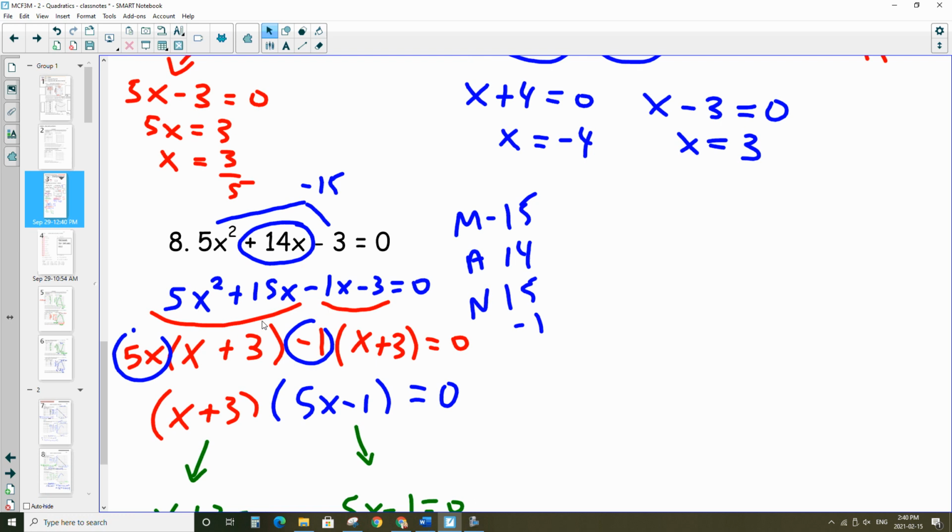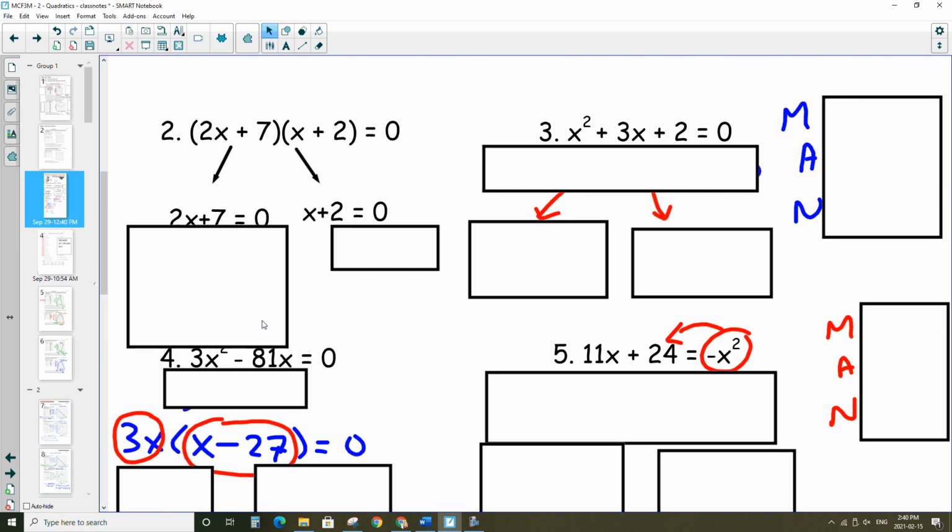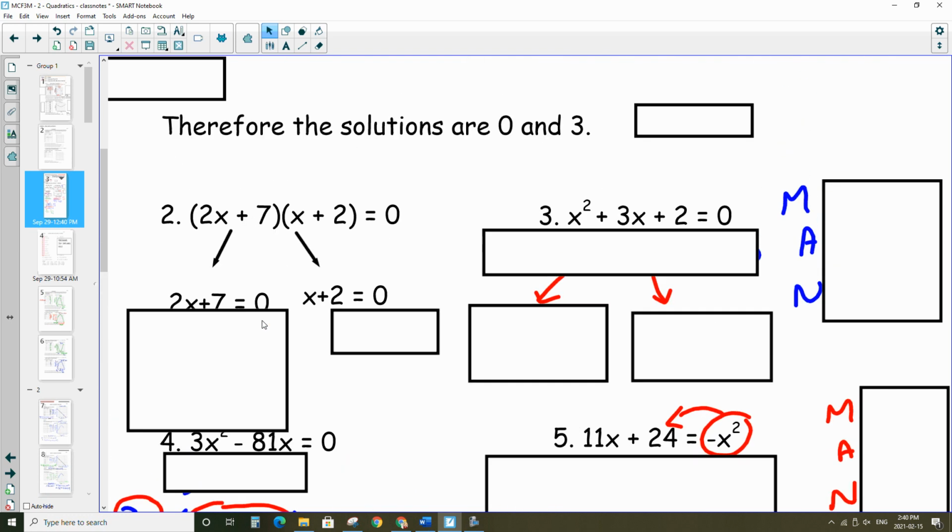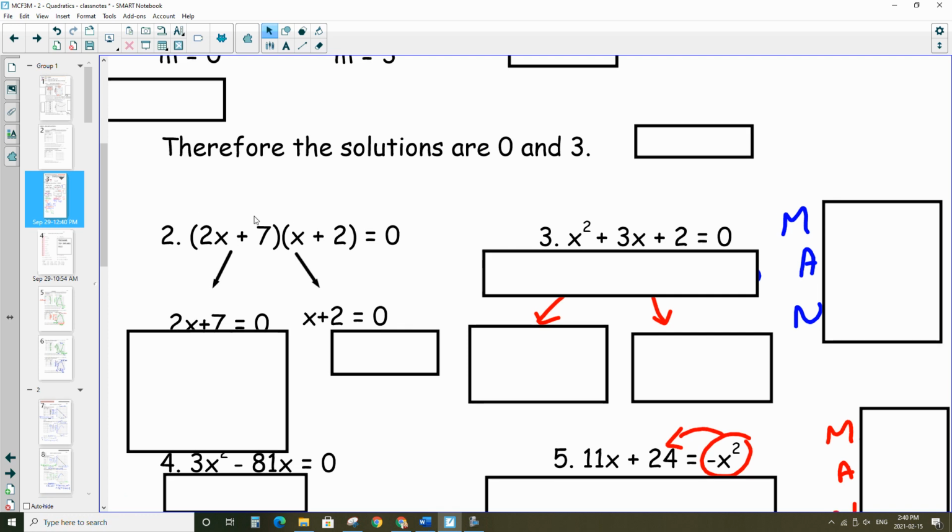You can just pause the screen to look at more examples yourself, but I'm just going to explain numbers 2, 3, 4, and 5. So for number 2, this is already factored, so just take each of the parts in the brackets and make them equal to 0. So we have 2x plus 7 is equal to 0.